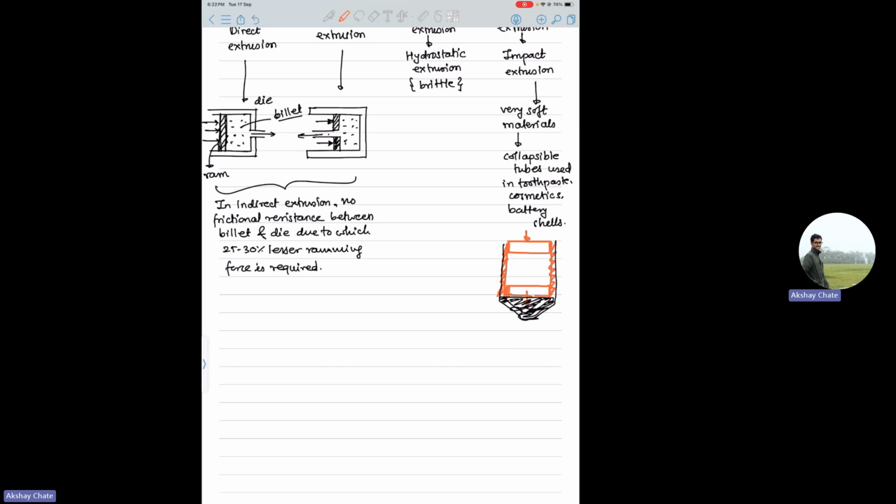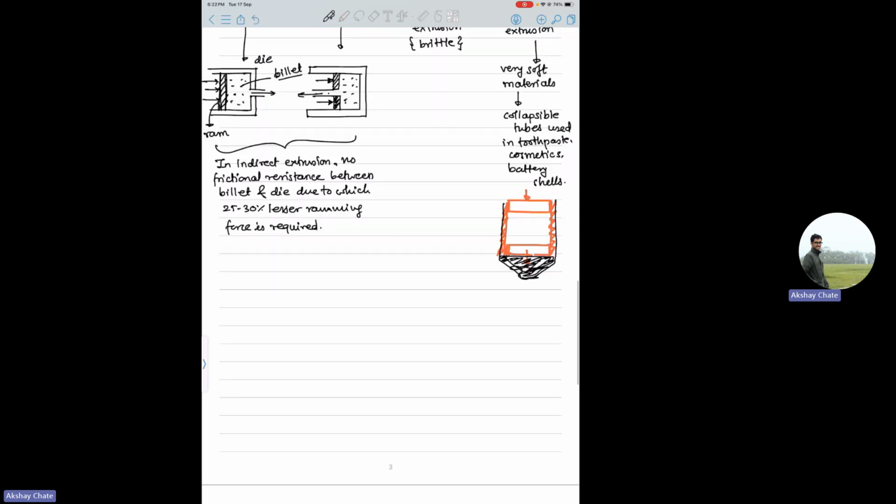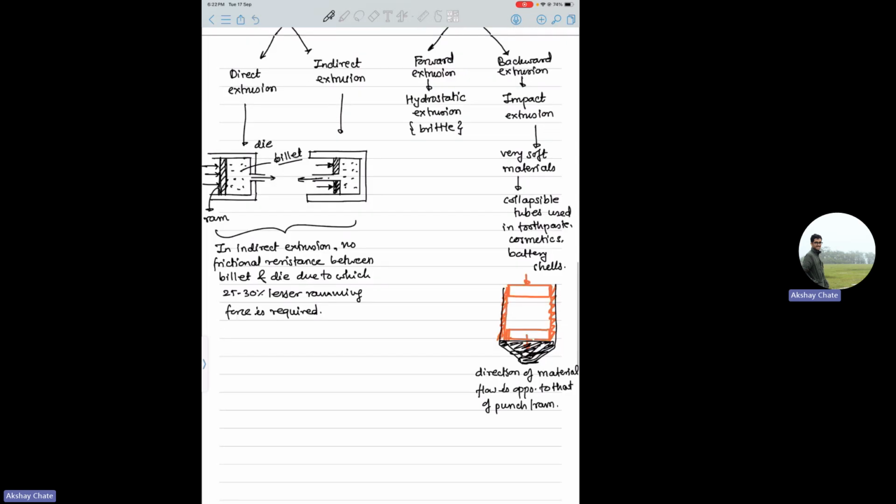soft material. The reason why I drew this figure is, here you should remember that the direction of metal flow or material flow is opposite to that of the punch or ram. This is the kind of thing you see in indirect extrusion. That's why it is also called backward extrusion.